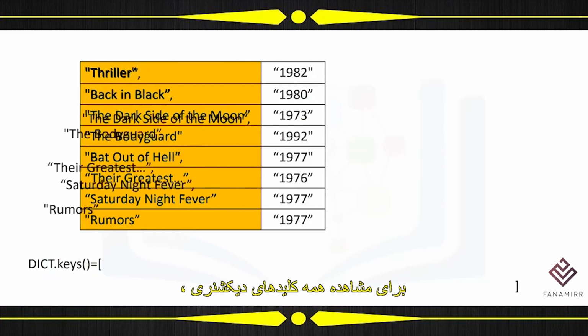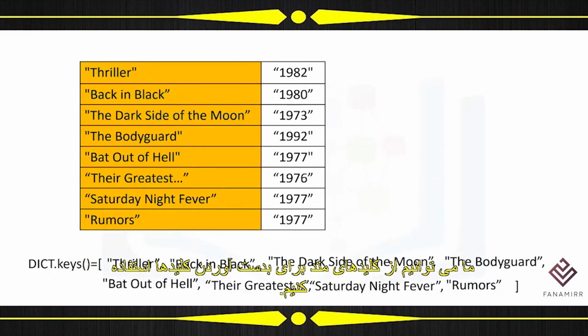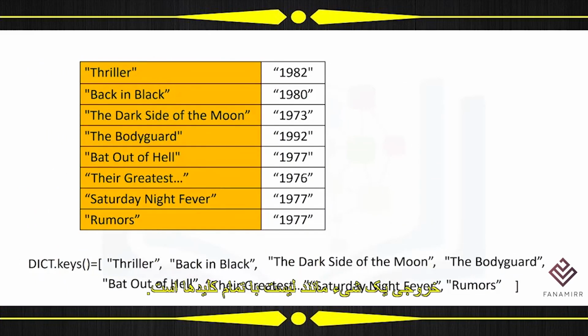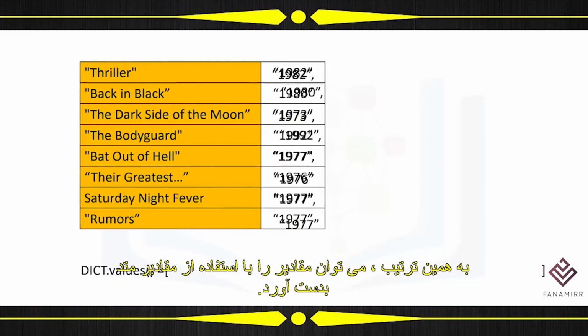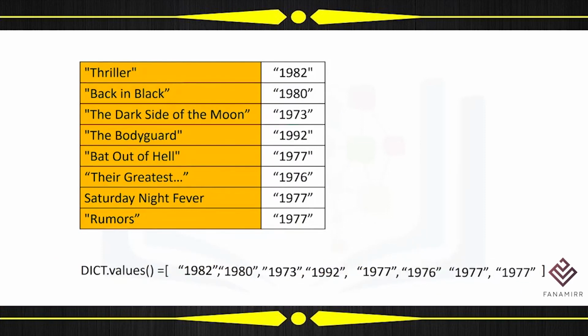In order to see all the keys in a dictionary, we can use the method keys to get the keys. The output is a list-like object with all the keys. In the same way, we can obtain the values using the method values. Check out the labs for more examples and info on dictionaries.